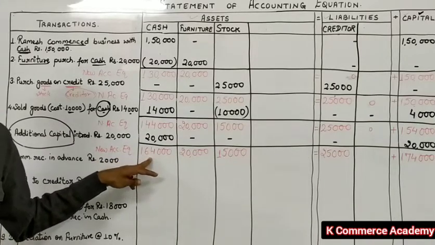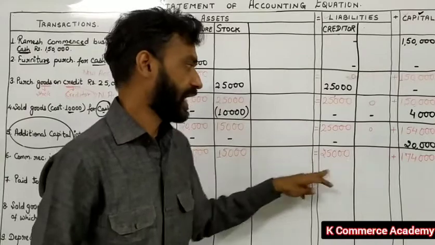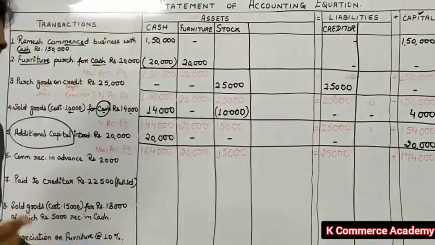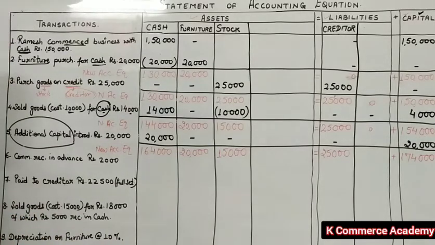It is having a total of 1,99,000, and you can just add up these two, liabilities plus capital. You will get 1,99,000. That will just satisfy our accounting equation. Let me help you to solve one more transaction, that is commission received in advance.